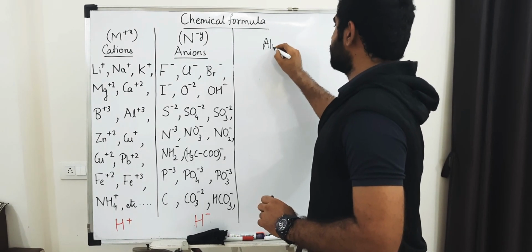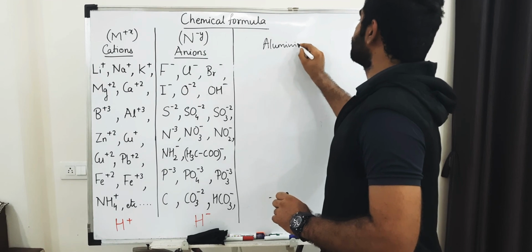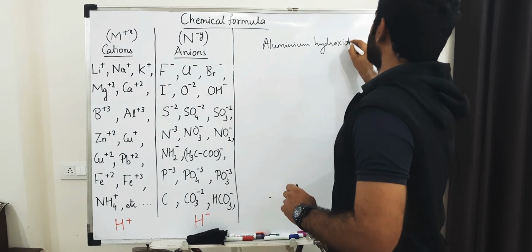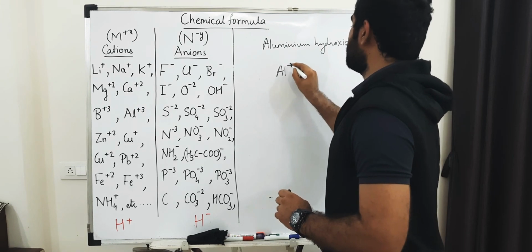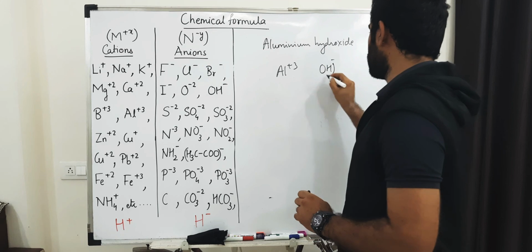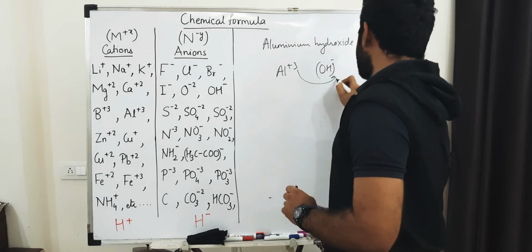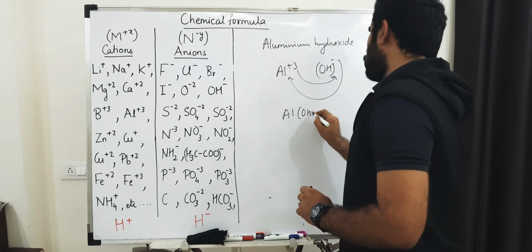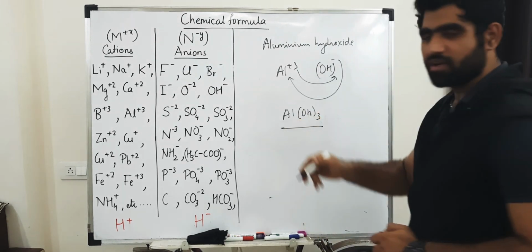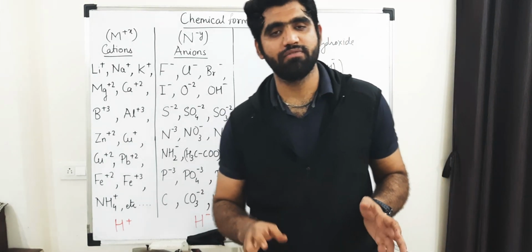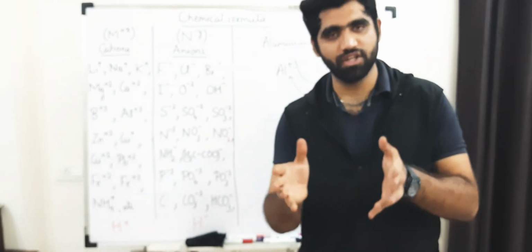Aluminium hydroxide. Aluminium Al plus 3. Hydroxide OH raised to single minus. 3 and 1. Al(OH) whole thrice. Aluminium hydroxide. In this way you all can make the compounds in an efficient manner, the chemical formula of the compounds.